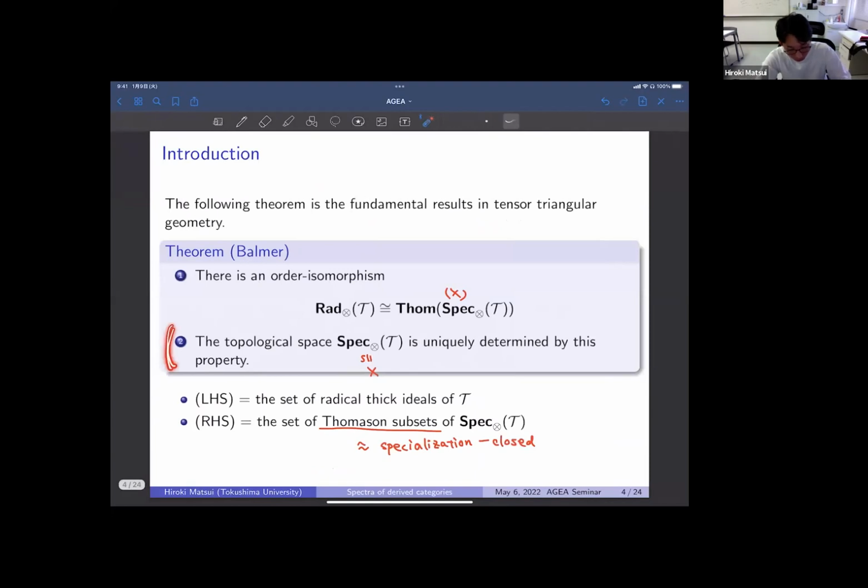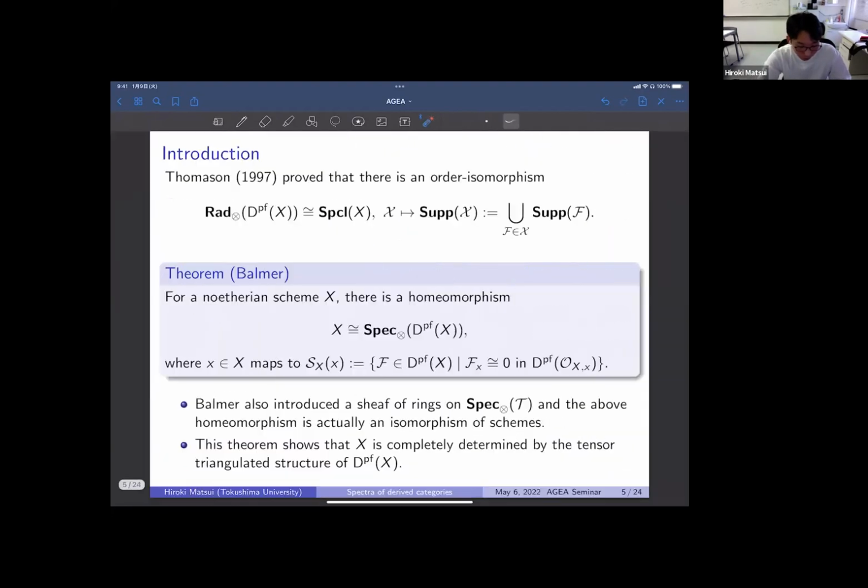So by using this theorem, Balmer proved the following result. For a Noetherian scheme X, there exists a homeomorphism between X and the TT spectrum, where the point x maps to these prime thick ideals. S of x is a subcategory consisting of objects F whose stalk at x is isomorphic to 0. The point x corresponds to this prime thick ideal.